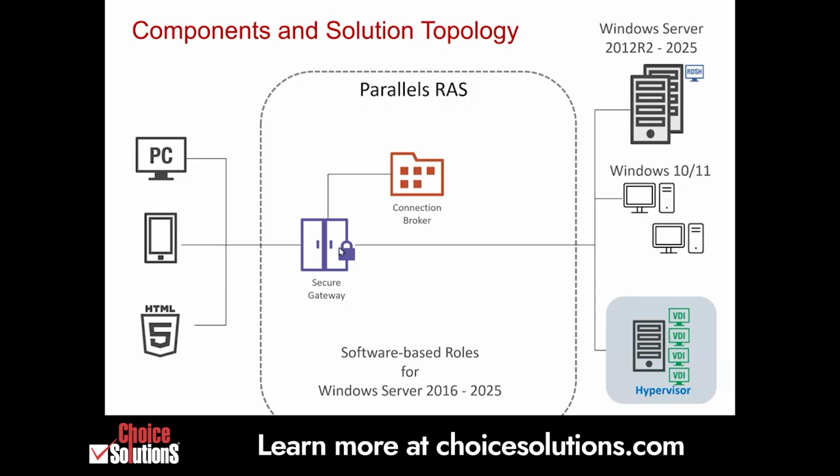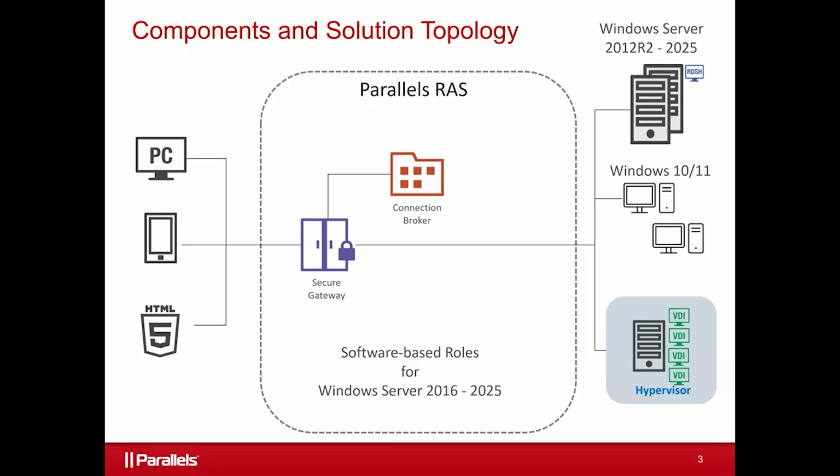But the gateway itself can't make decisions. It doesn't understand what's going on in the environment. It really focuses on that doorway role. It encrypts and keeps the connection secure, but it doesn't have any logic. The connection broker, on the other hand, is really the brain of the system.